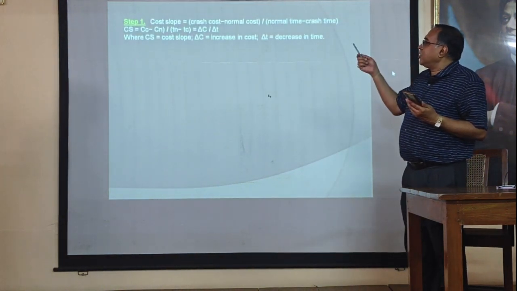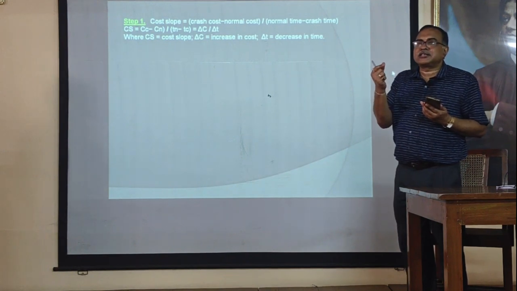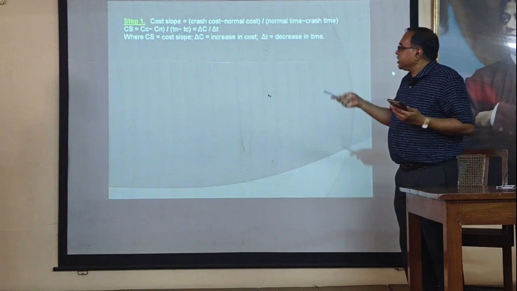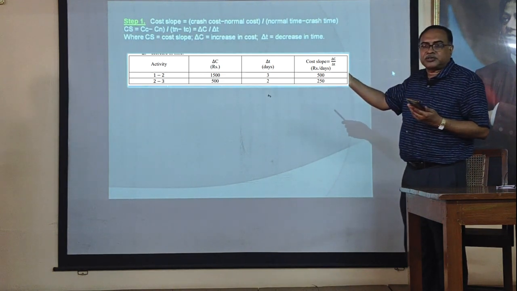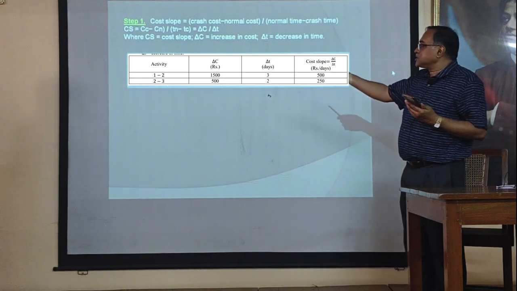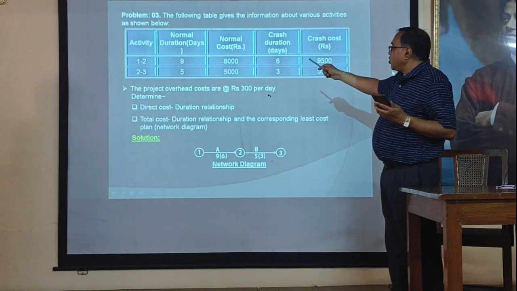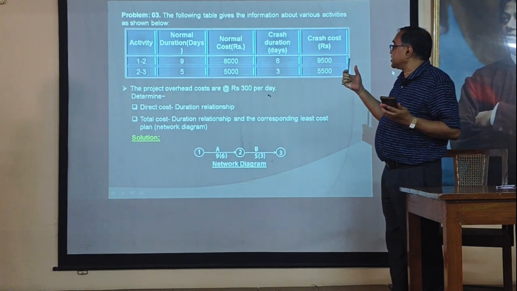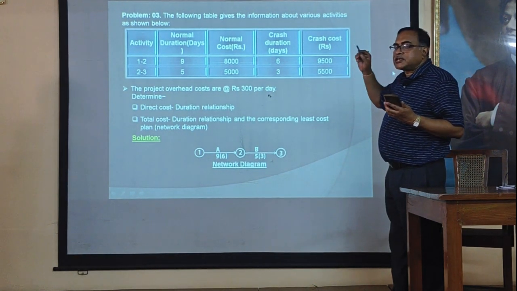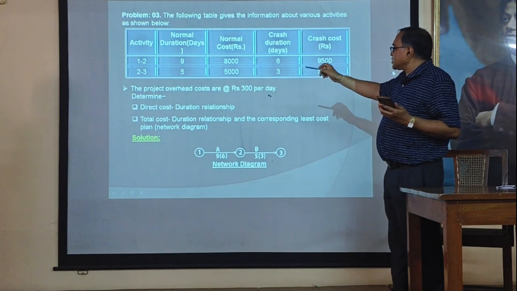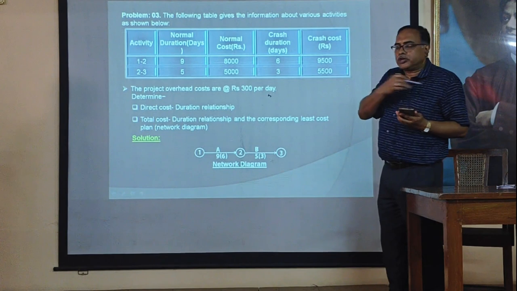Now, we have calculated our cost slope. Cost slope means del C divided by del T. That is the increase in cost due to decrease in time. This is our cost slope. Okay, next. This is our first step. And we have calculated the cost slope, del C and del T value for A activity and for our B activity. Okay, that is activity 1-2 and activity 2-3. Then this is our 9 and 6, so del T should be 3. And this is our normal cost minus crash cost. Difference of these is 500 for A activity. So del C is 500 and del T is 3. And for the second activity, del C should be 500 also, and del T should be 2. Next.